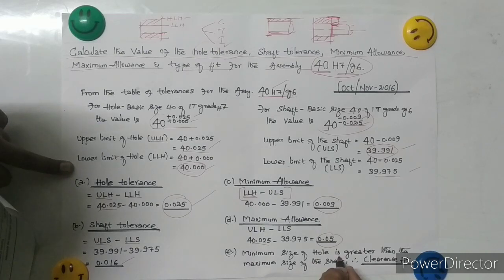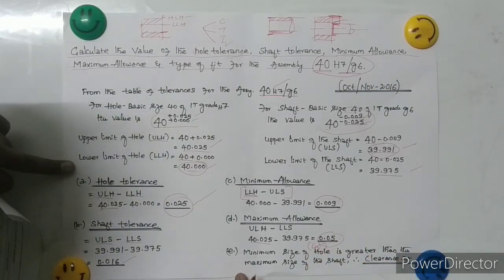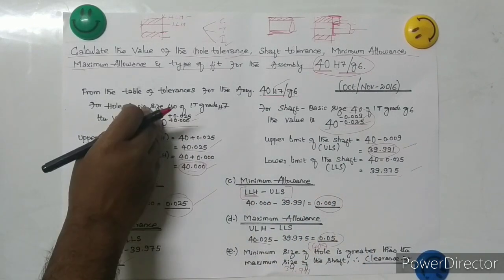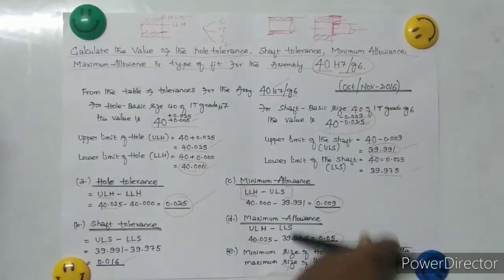The minimum size of the hole is 40. The minimum size of the hole, that is 40, is greater than the maximum size of the shaft. The maximum size of the shaft is 39.991, as per our basic concept. So the minimum size of the hole is greater than the maximum size of the shaft. Hence it is a clearance fit.